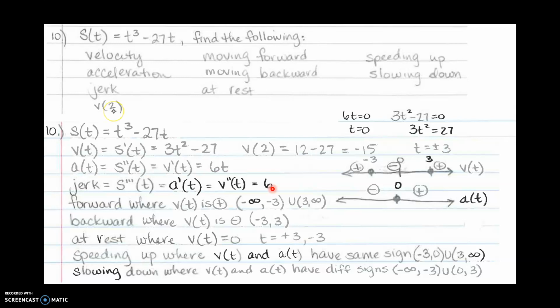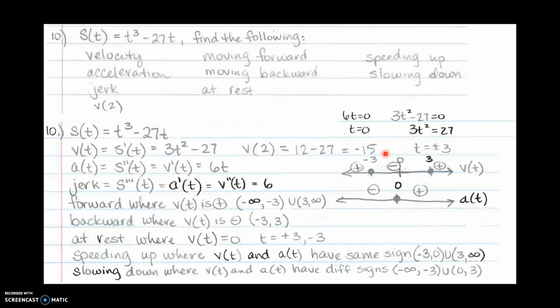Then they ask for the velocity at 2. So let's go back to our velocity equation right here, and let's put 2 in for t. So that would be 3 times 2 squared minus 27. So order of operations, 2 squared is 4. 4 times 3 is 12. And so we will have 12 minus 27, which is negative 15.